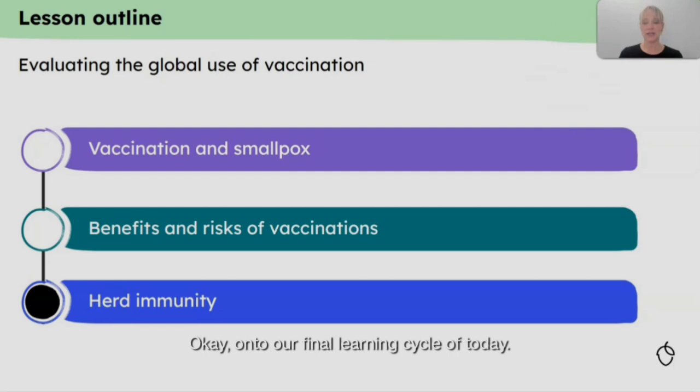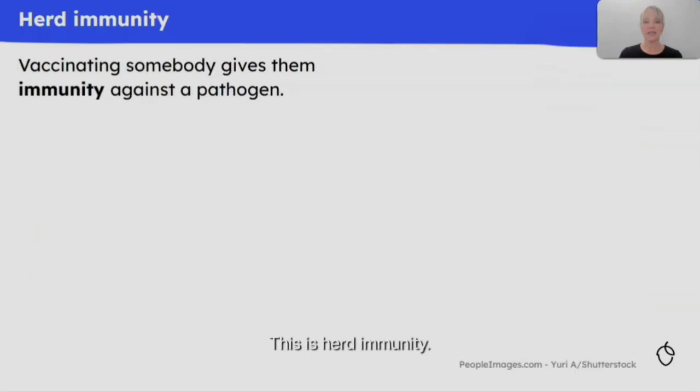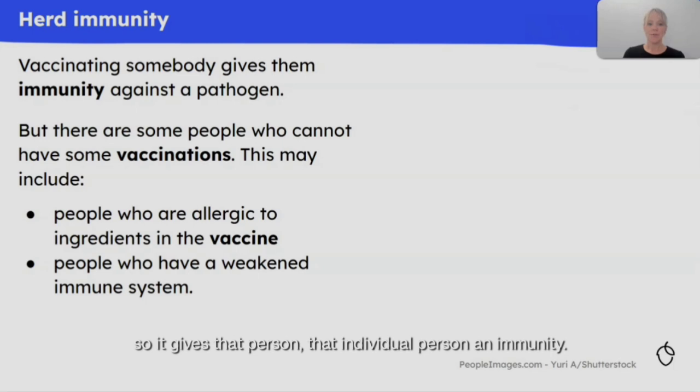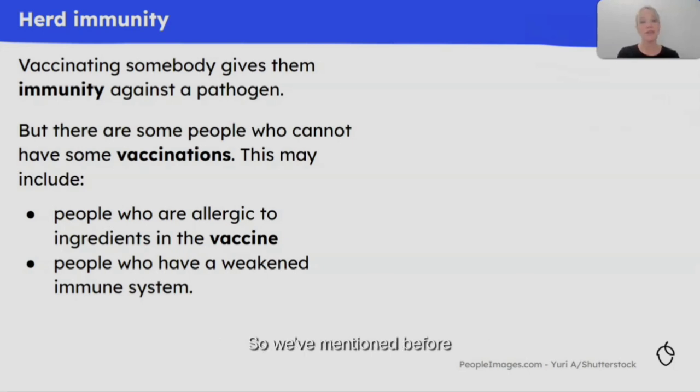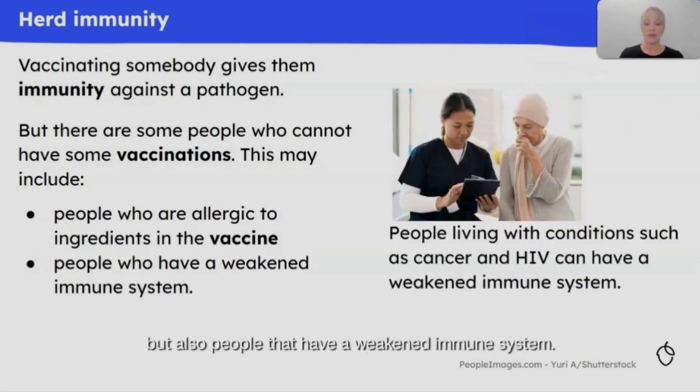Okay, on to our final learning cycle of today. This is herd immunity. Vaccinating somebody gives them immunity against the pathogen, so it gives that individual person an immunity. But there are some people who are not able to get vaccinations. This might include people who are allergic, as we've mentioned before that allergic reactions can be a result of having a vaccine, but also people that have a weakened immune system. Those could be people living with conditions such as cancer and also HIV.